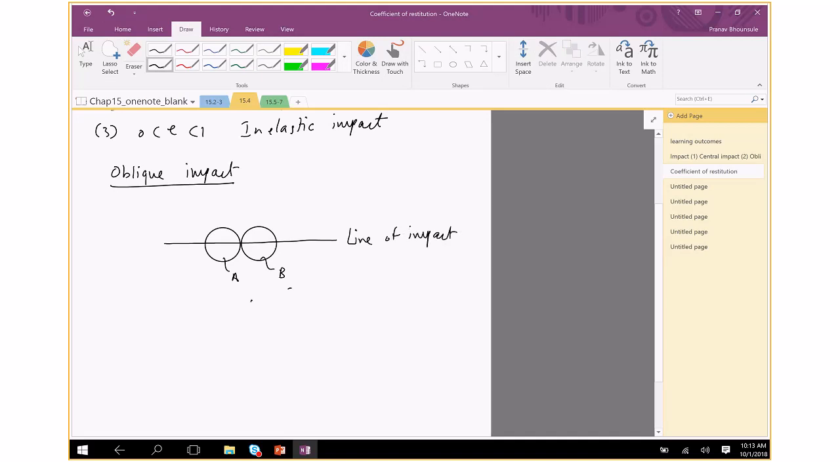Okay, the only difference from the previous figure is that now the balls are not approaching each other with a speed which is along their line of impact. So if you have two balls, or spheres, coming with velocities which are at an angle like this, then you have oblique impact. Let's call this x, call this y. So you can see that the velocities are not along the line of impact, which is the line joining the centers.